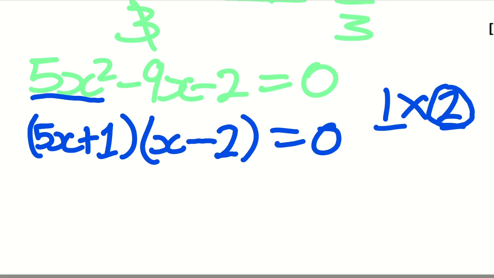Maybe negative 2 was supposed to go with 5x and 1 was supposed to go with x. You're just checking those kinds of things. So here we were just checking. Then I remove everything, so it means that they are fine.